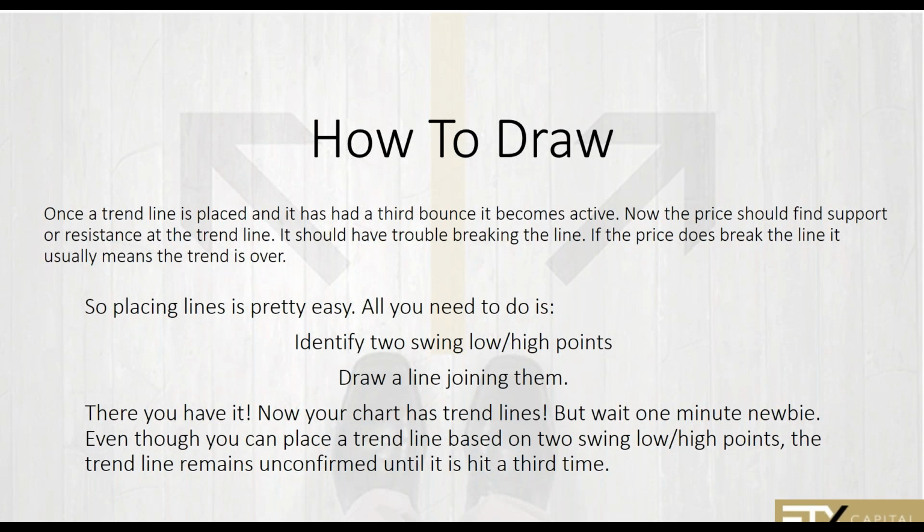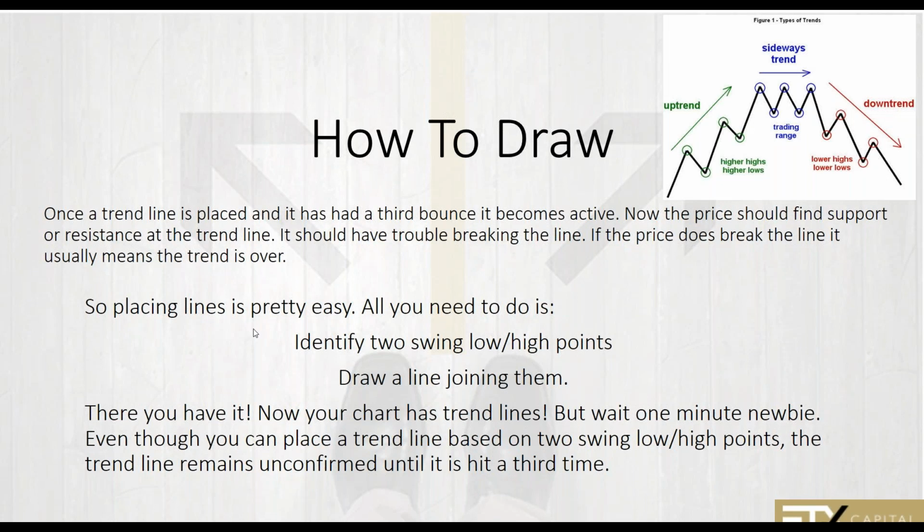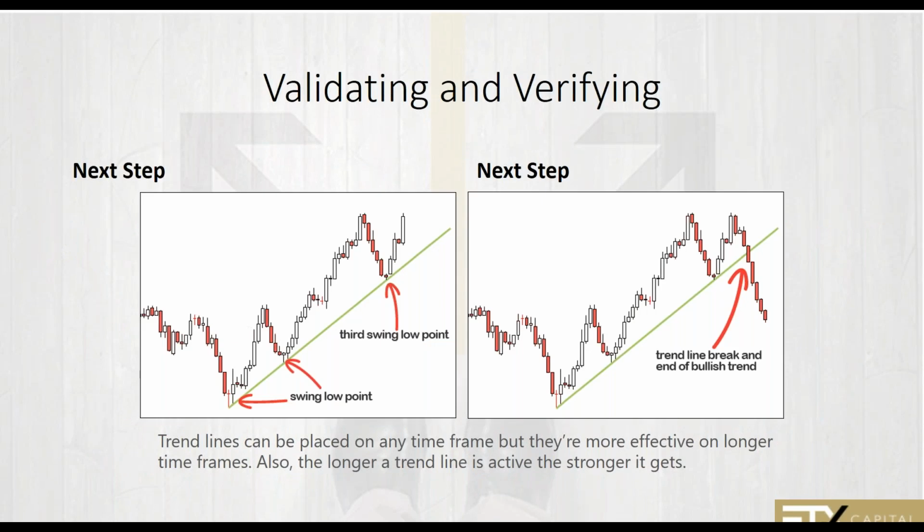But wait a minute, newbie. Even though you've placed a trend line based on two swing lows and two swing highs, the trend remains unconfirmed until it hits a third point. That means that it's not valid. It means it has no value to you at this point. So we need to validate and verify. This chart is the same price chart we've been using throughout here.